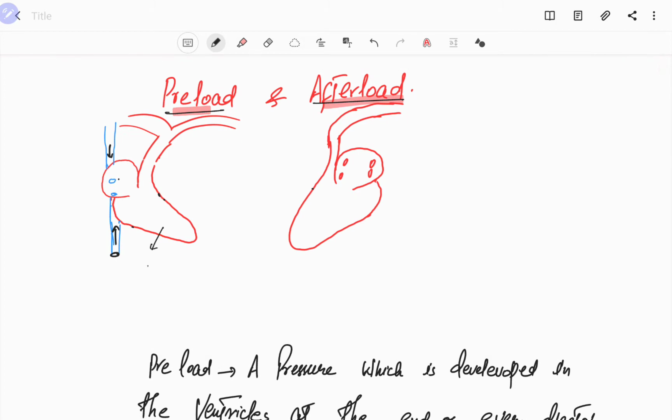As you have seen already, I have drawn the two separate sides of the heart. This is the right side of the heart, with the right ventricle and right atrium, and here I have drawn the left side of the heart. This is the left ventricle, and this is the left atrium.